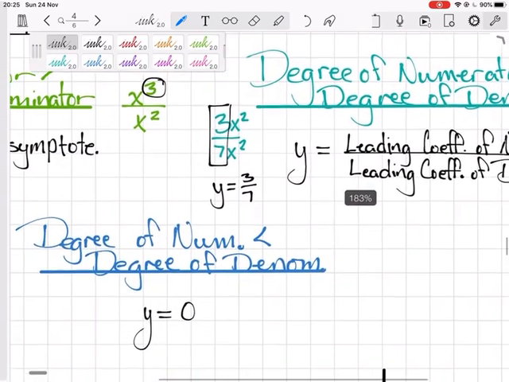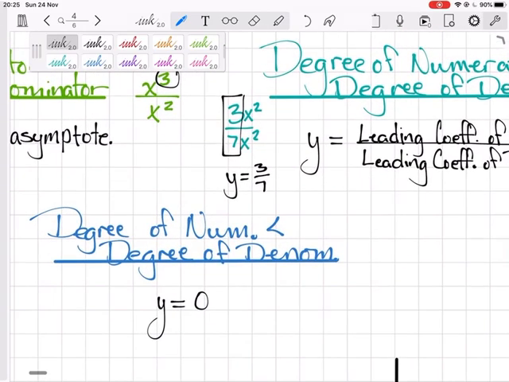And our very last instance is if the degree of our numerator is smaller than the degree of our denominator. So in this case, we would have something like x squared over x cubed. It doesn't matter what's in front. You could have a 7 on top and a 3 on bottom, and one be negative, one be positive. It really doesn't matter. Our horizontal asymptote is always going to be y is equal to 0.